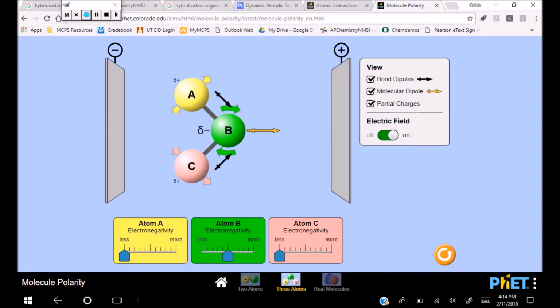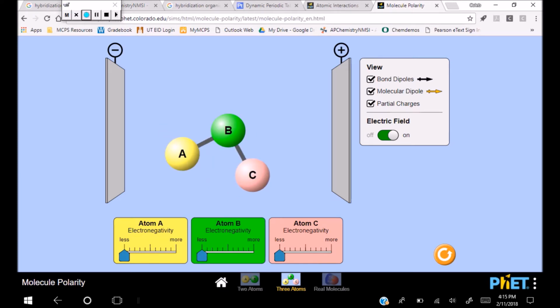It's also important to look at this in terms of three atoms. If I had three atoms, and let's say I have minimal electronegativity here between all of them. It's nonpolar, it doesn't really do much.